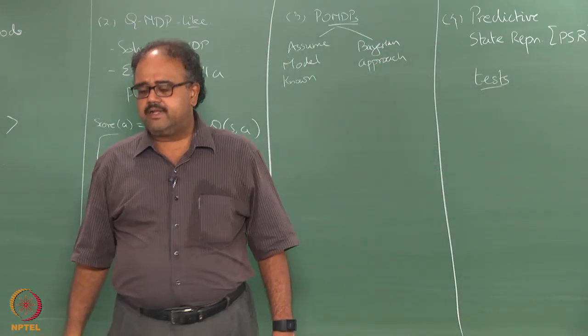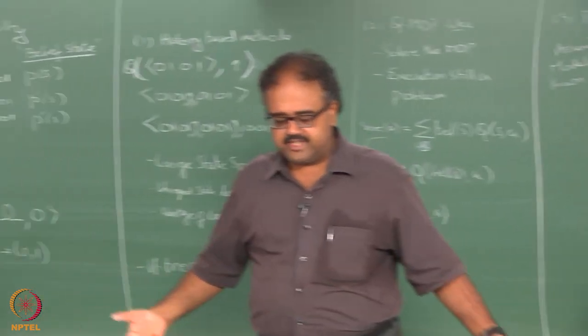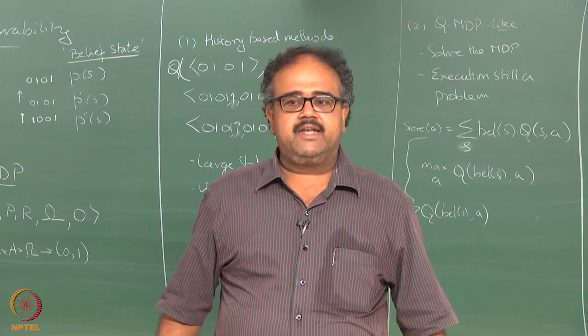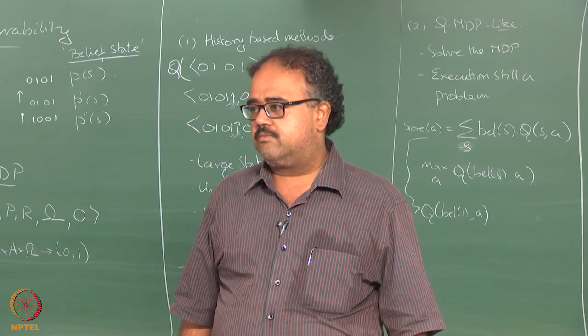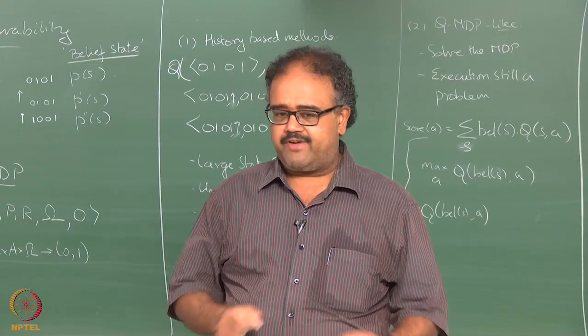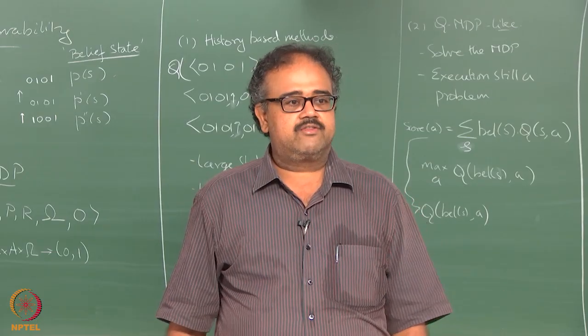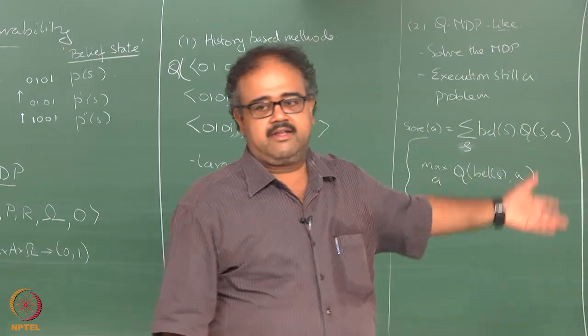So what they did was they said that a predictive state representation consists of a set of tests and the probabilities that those tests will be true. If I have this collection of tests and their probabilities, that will determine what a state is for me. That is why it is called predictive state representation.